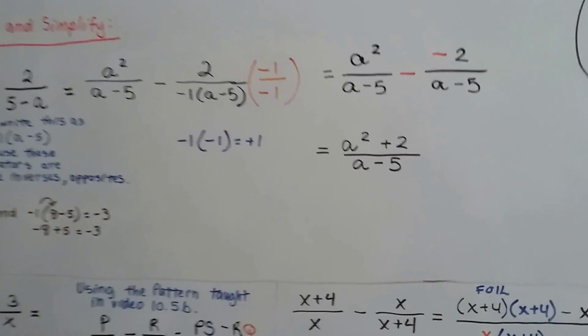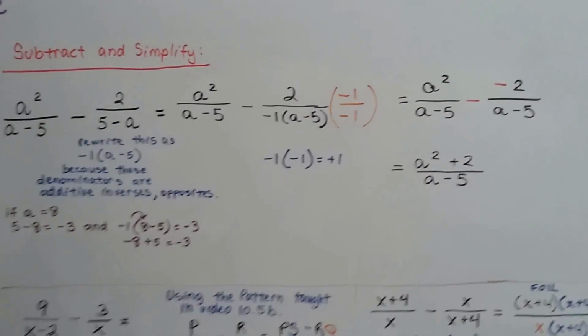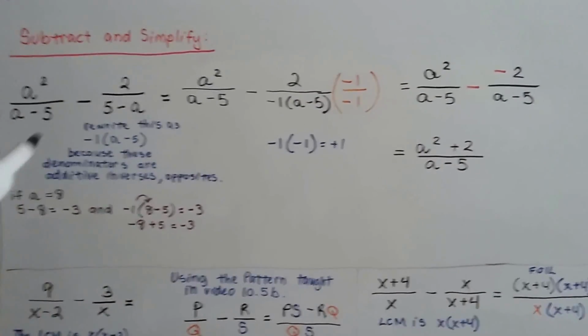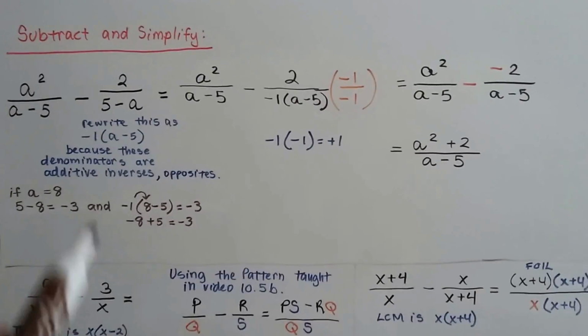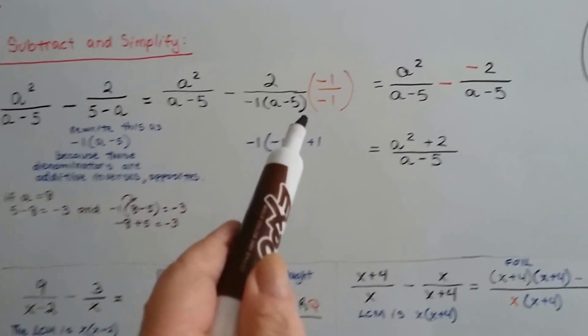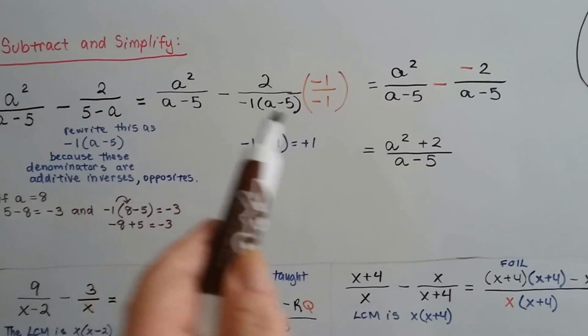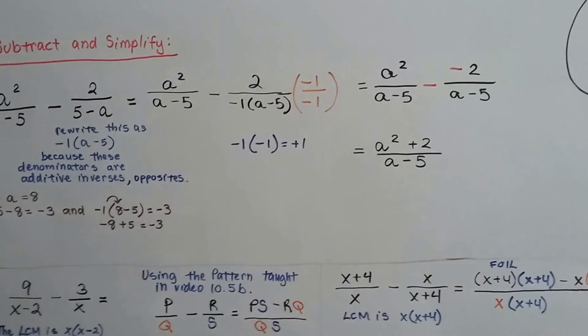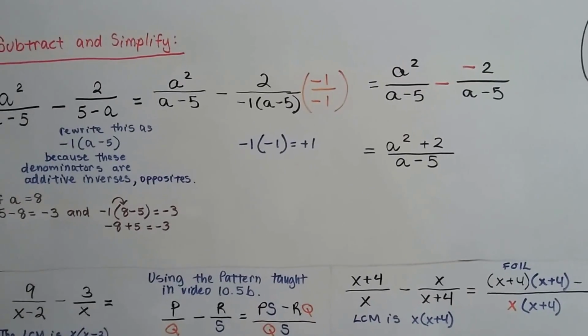Isn't that something? See how we did that? So that's what you do when the denominators are additive inverses, when they're opposites of each other, okay? You can just rewrite it as this. You can multiply it by a negative 1 for the numerator and denominator to get rid of that negative 1 we rewrote it with. And remember to add opposites when you're subtracting a negative, okay?